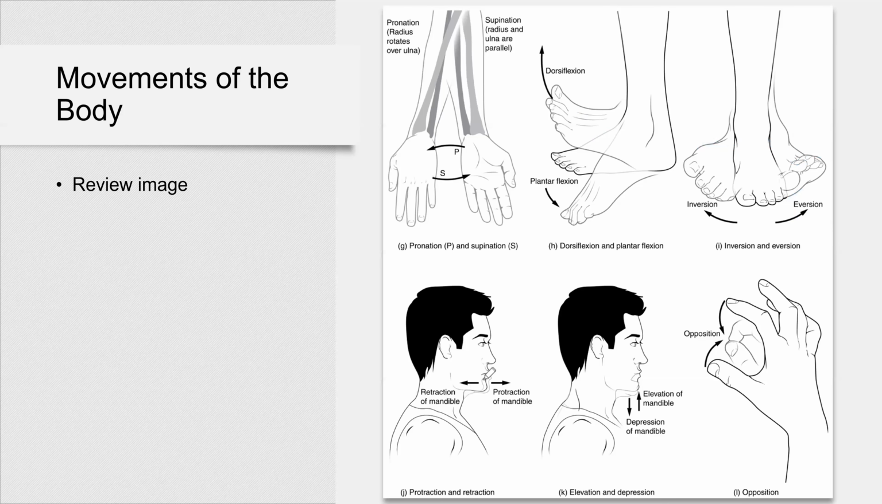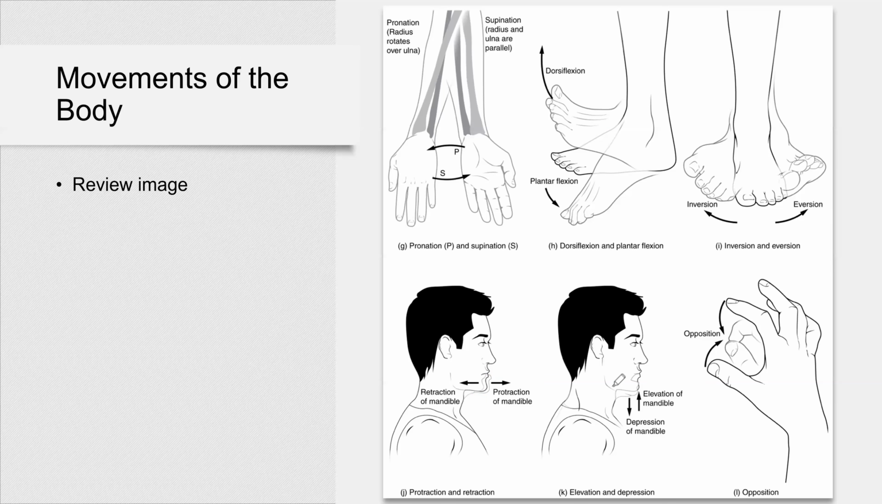Protraction and retraction, for example, of the mandible, right? You can also have protraction of your tongue. So you take your tongue out of your oral cavity, that will be protraction, and you bring your tongue back, retraction. The same with the mandible, you move it anteriorly or posteriorly. So that's protraction and retraction.